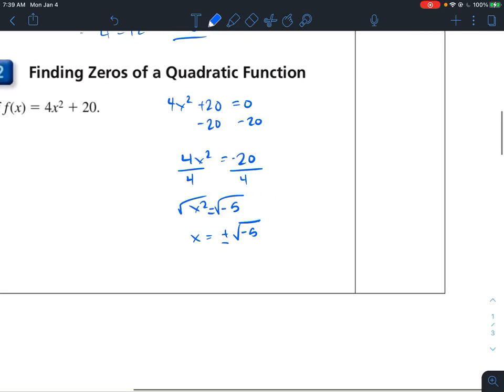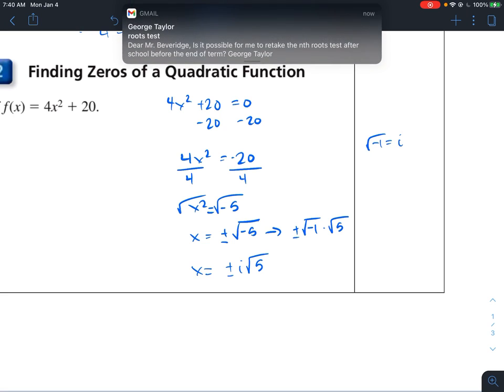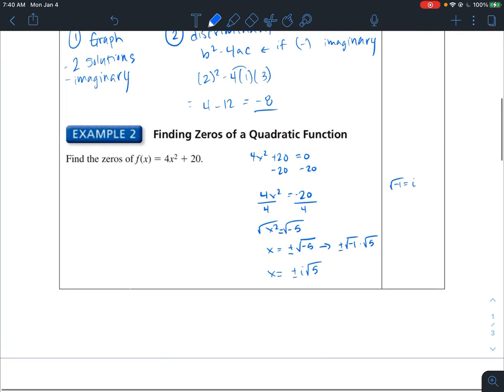Now we have a negative number underneath our radical, which means this is equal to plus or minus the square root of negative 1 times the square root of 5. And the square root of negative 1 is equal to i. So x is equal to plus or minus i square root of 5. And we can't reduce or do anything else about the square root of 5. Okay, and there we go. Those are the solutions. Those are the zeros of the quadratic function.